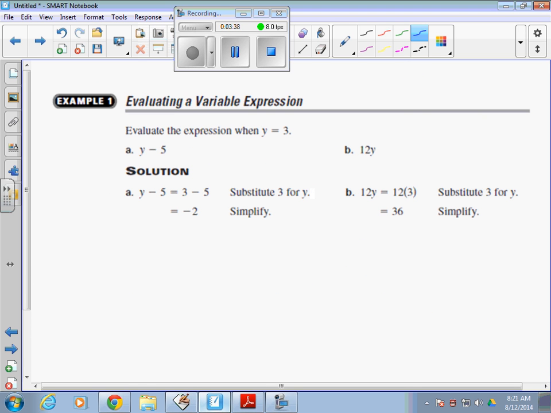That's the reason. So let's take a look at the first example. It says evaluate the expression when y's value equals 3. So that means in place of y, all we're doing is substituting in the value 3. So instead of saying y minus 5, now it's saying 3 minus 5.